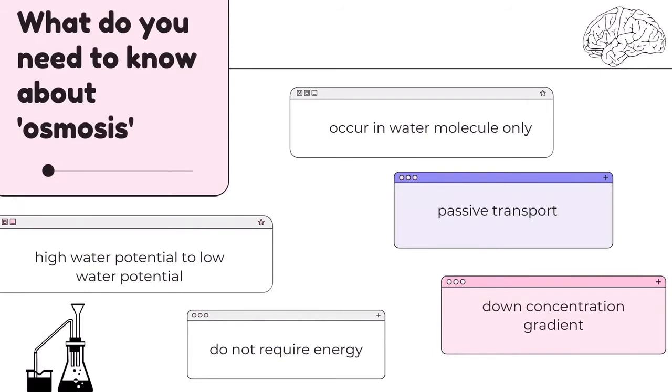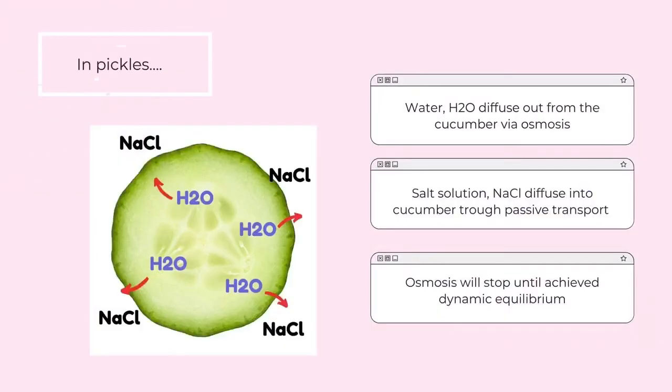These are important things you need to know about osmosis. The first one, it is a passive transport which occurs in water molecules only. It does not require any energy because it moves from the high water potential to low water potential, which is down the concentration gradient. Okay, now let's take a look at the pickles.